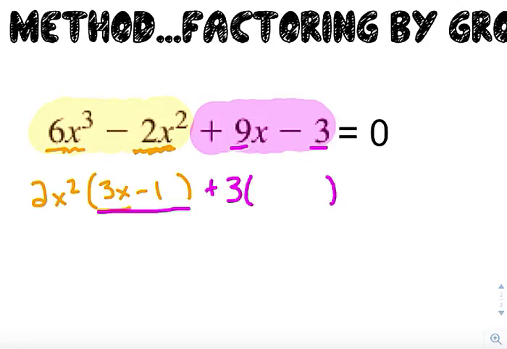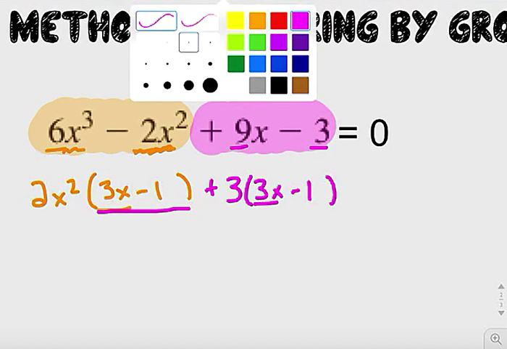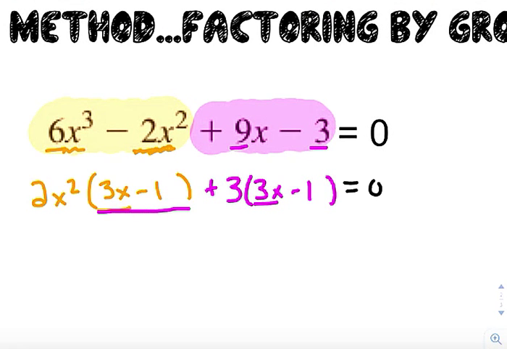So I have 3 times some number gives me 9x. That's going to be 3x, because 3 times 3 is 9. 3 times x gives me just that x. I'm sorry, no, x times x gives me that x. And then 3 times a negative 1 gives me negative 3. Now this is of course equal to 0. But what I wanted to happen actually did.